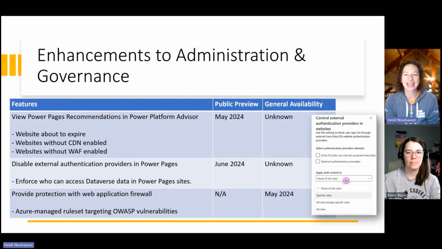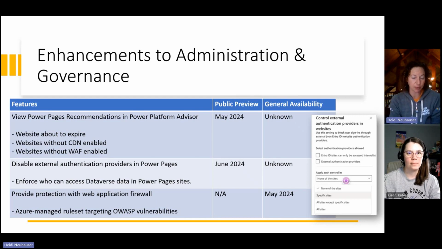All right. I wanted to highlight all of the features that fall under the category enhancements to administration and governance. Unlike some of the others that Kylie's going to be showing, we were very limited in details and screenshots, so I figured I would just highlight them all and let you know what's coming. The first one is that you're going to be able to view Power Pages recommendations in the Power Platform Advisor. It specifically calls out in the release notes 3 things that will be highlighted. We'll see what else is there, but you'll be able to see websites about to expire, websites without CDN enabled, and websites without WAF enabled. Public preview for that is sometime later this month, and no date listed for general availability on that one.